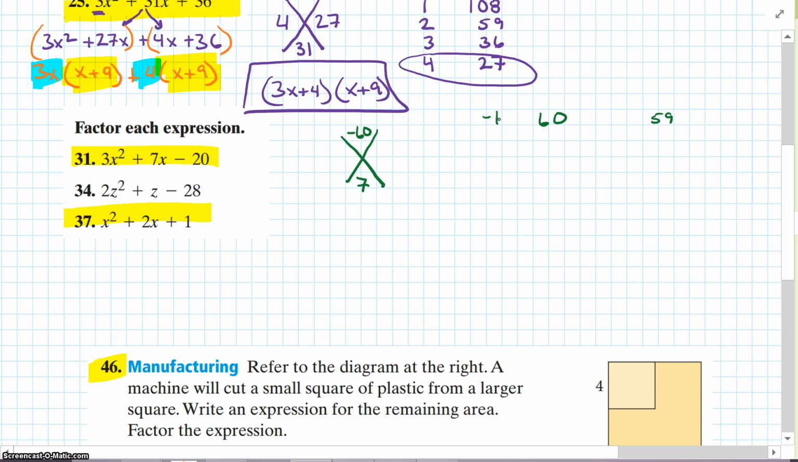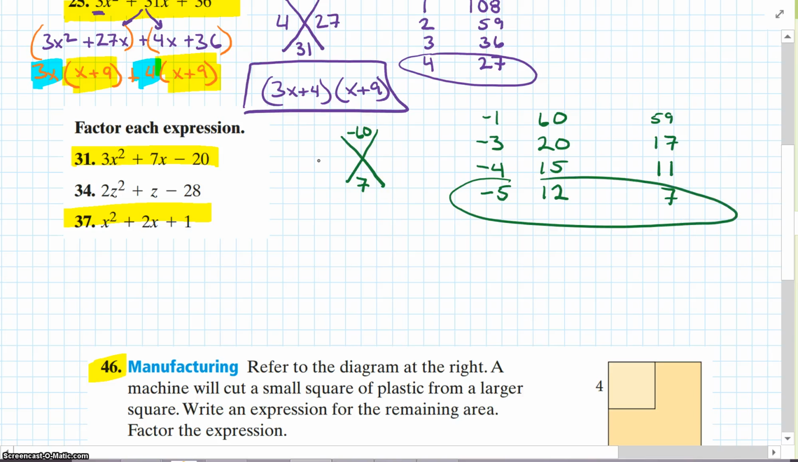So we know negative 2 is not going to work. Let's start with negative 3. Negative 3 and 20. Well, that's going to give me a sum of 17. Closer, but not where we want to be. How about negative 4 and 15? That's going to get closer to an 11. So let's go negative 5 and 12. That gives us 7. What do you know? That's what we needed. So negative 5 and 12.